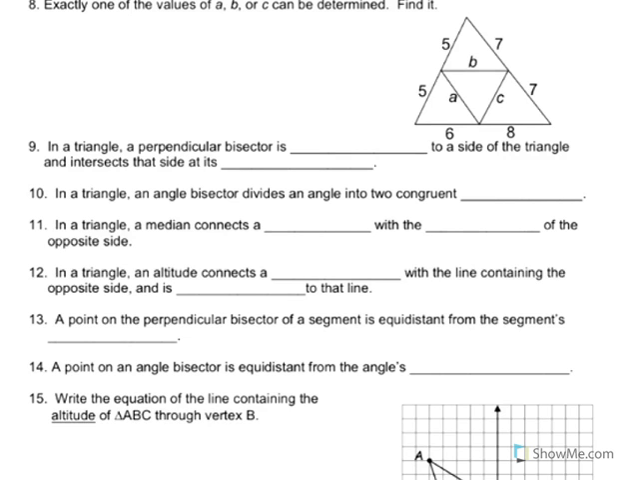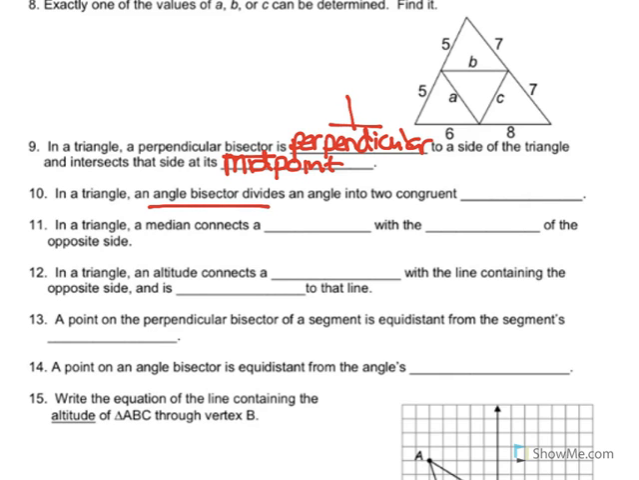It is perpendicular to a side, that symbol, of the triangle, and it intersects that side at its, where does it intersect? Perpendicular bisector is at a midpoint. In a triangle, an angle bisector divides an angle into two congruent what? Angles, not segments, angles.